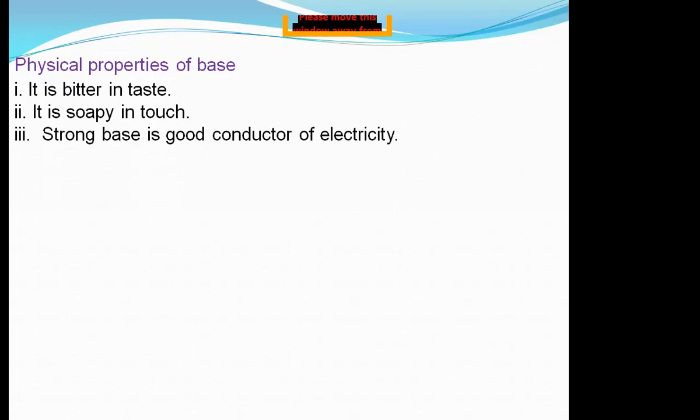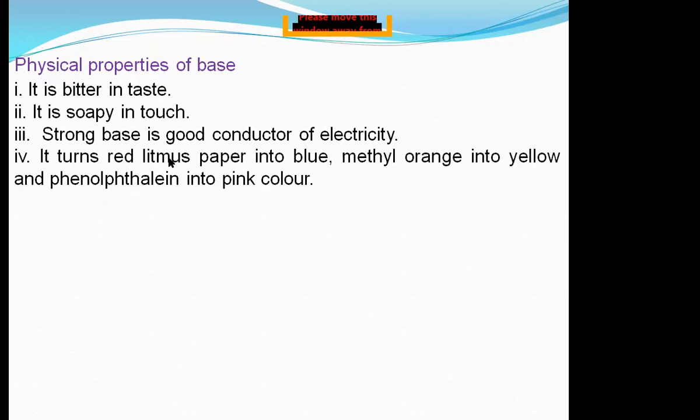After then, a strong base is a good conductor of electricity, and it turns red litmus blue. Acid turns blue litmus paper to red, so a base turns red litmus paper to blue. Methyl orange turns red with acid and yellow with base. In the same way, phenolphthalein stays pink, does not change here, but in acid it becomes colorless.